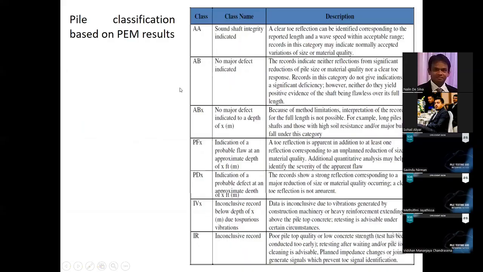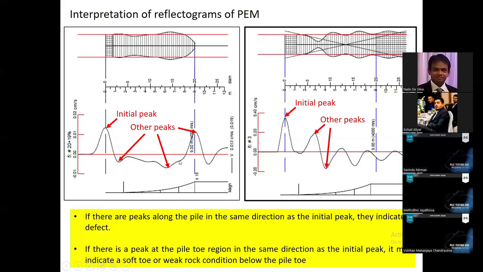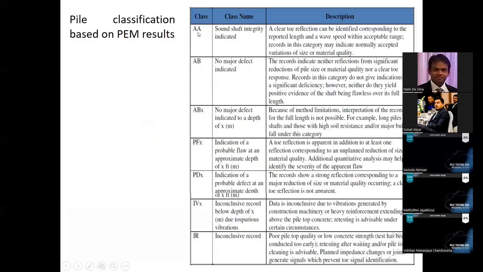So by looking at the reflectogram, we can interpret the integrity test data as shown in the pile classification chart. Pile classification AA means sound shaft integrity. That means there is a clear toe reflection and no serious defect along the pile.